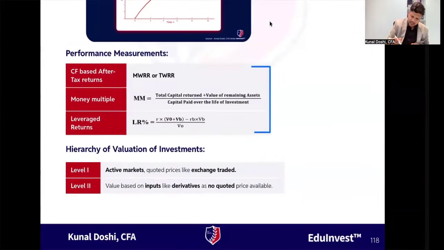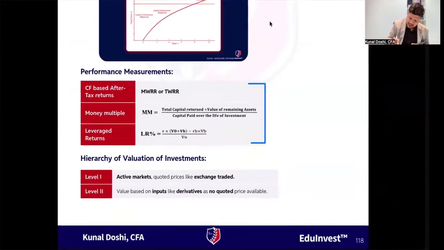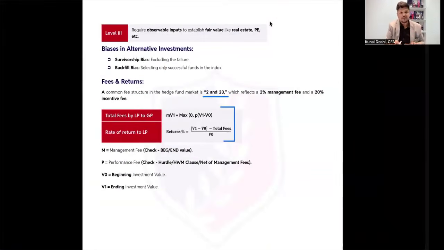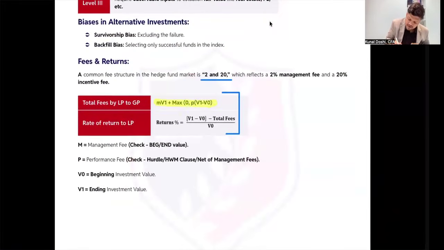That is, how do we calculate the returns? You will see the leverage returns. And for fees, there is an official formula also. What is the total fees? What is the returns? But do you require this or not? I will discuss with you.